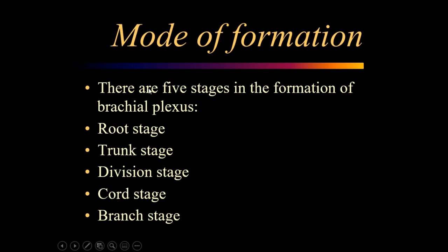So in the beginning of the dissection in the first MBBS, you are doing the upper limb. Mainly you will see these cord stage and branch stages in this part of the dissections. When you do the dissection in the head and neck region, you can appreciate the root and trunk stages. So now in the dissection, you will see the cord and branch stages in the upper limb.